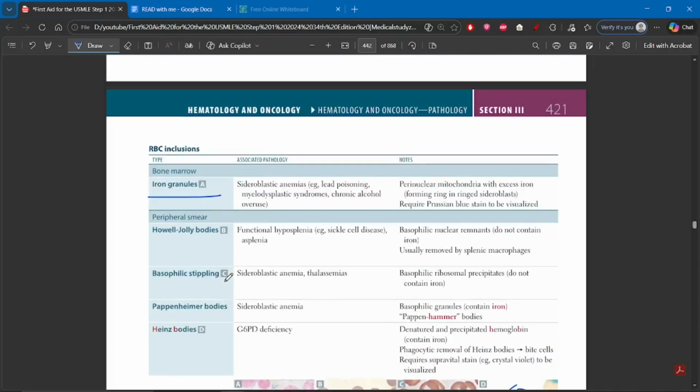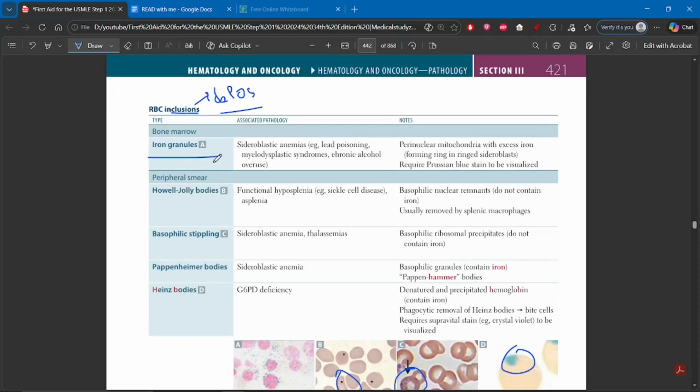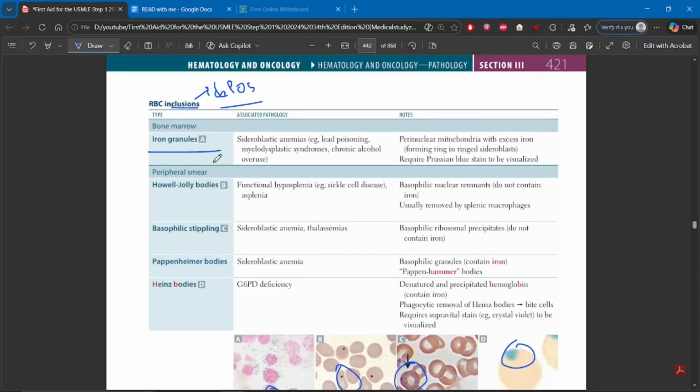So inclusions are basically depositions. That is what an inclusion is. There are different kinds of inclusions, but we are specifically focusing on the RBC ones now. Iron granules are the only RBC inclusions, at least the only one that First Aid seemed to decide is relevant for your exam. So iron granules, what basically are they?